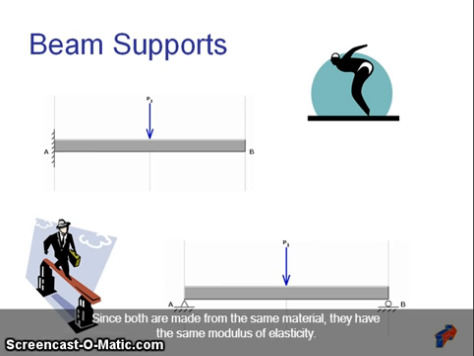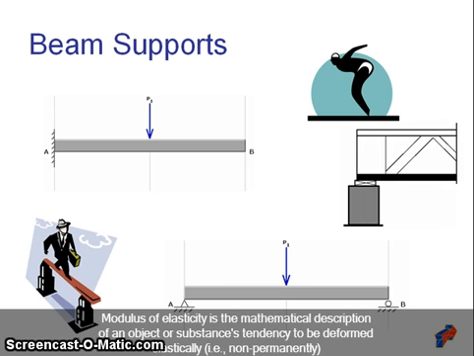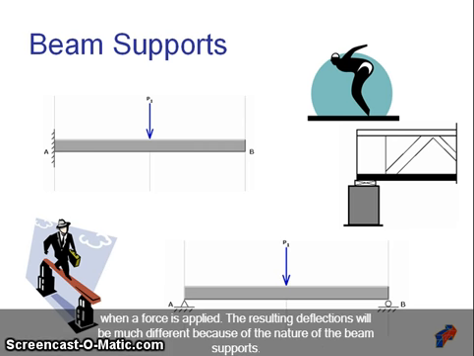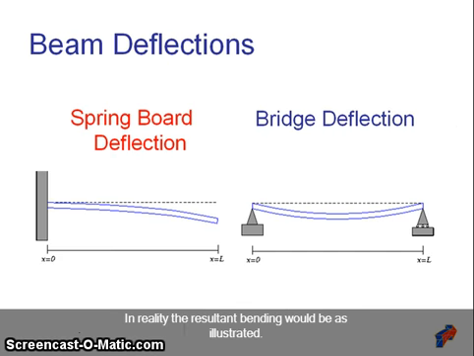Since both are made from the same material, they have the same modulus of elasticity. Modulus of elasticity is the mathematical description of an object or a substance's tendency to be deformed elastically when a force is applied. The resulting deflections will be much different because of the nature of the beam supports. In reality, the resultant bending would be as illustrated.